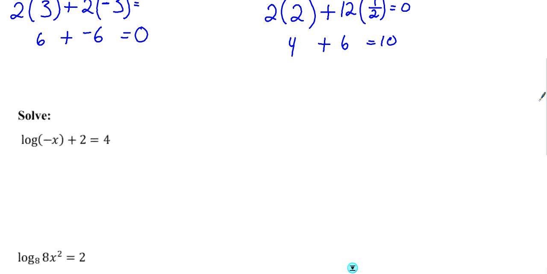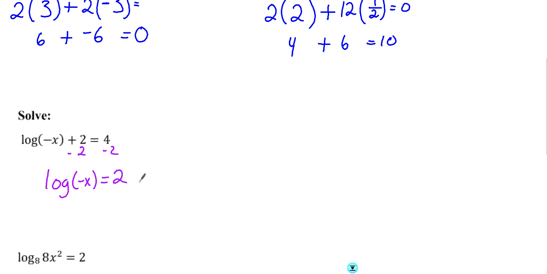All right, so now we're going to do the same kind of thing, but we're going to use it to solve this. We're going to solve for x. Solving for x just basically means getting x by itself, isolating it. So this is the part that I get by itself. The first step is subtracting 2, so I get log of negative x equals 2.